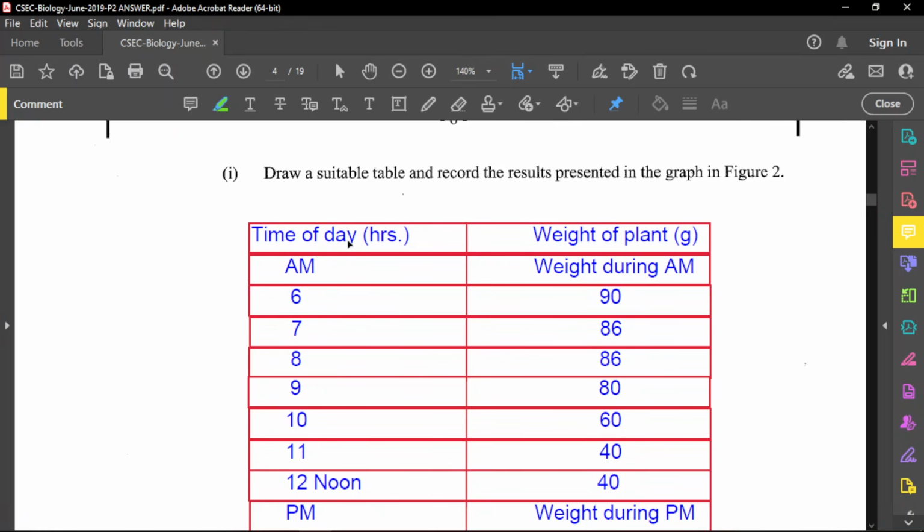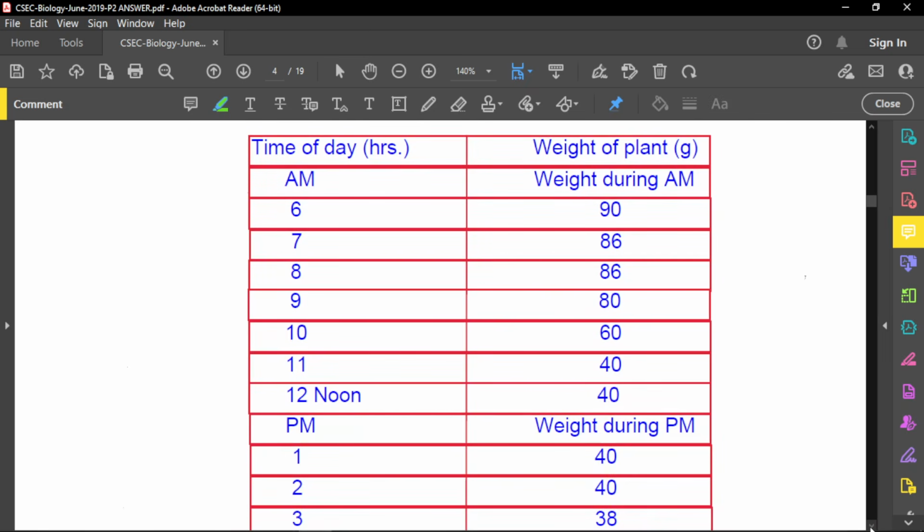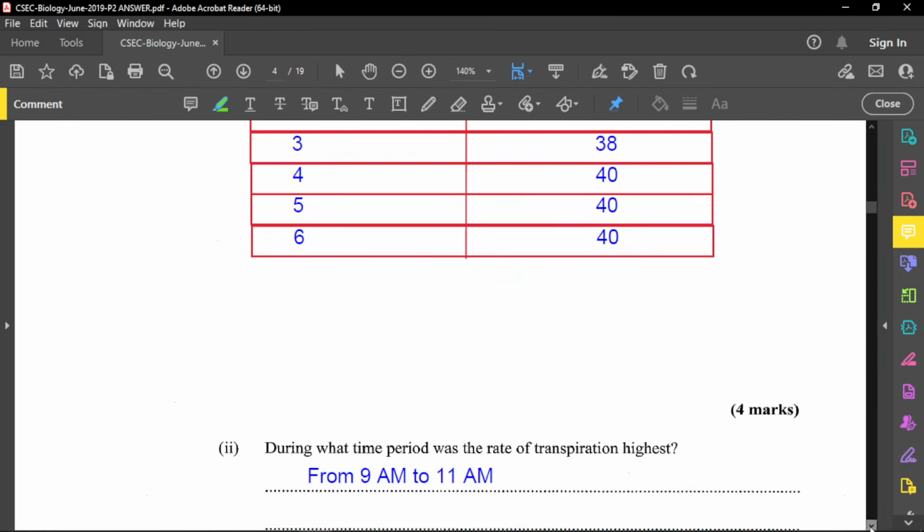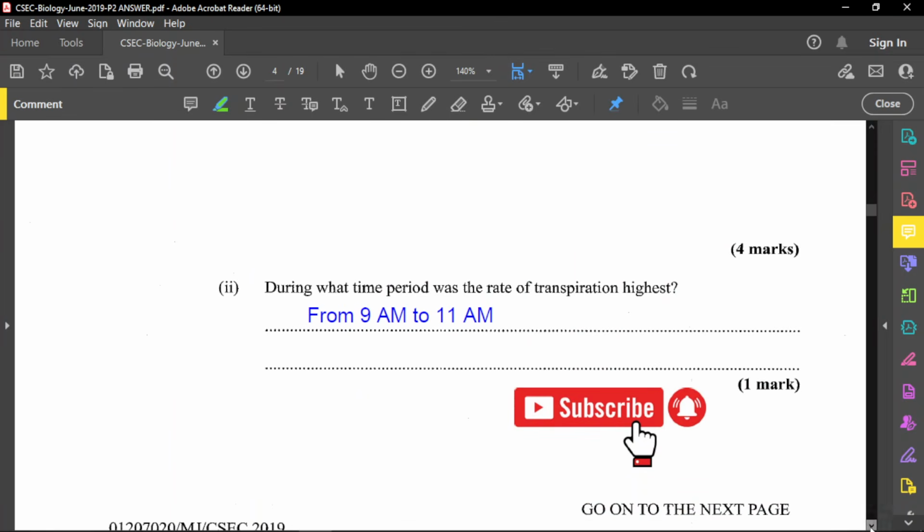And so I have time of day in hours here, and I separate my AM from my PM and also my noon, if you realize that. And then I have the weight of plant here, and the weight during the AM period, the weight at noon, and the weight during the PM period. And so again, it's up to you how you want to do your table. You can do it in any way as long as it is showing the accurate time in relation to the weight or the change of weight. All right. So again, just be creative and be as simple and straightforward as possible.